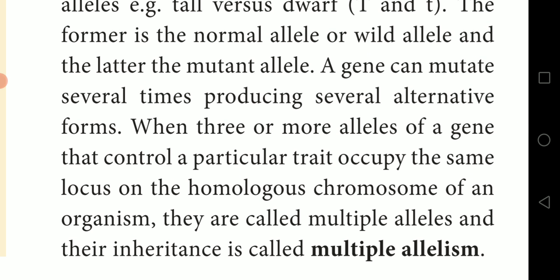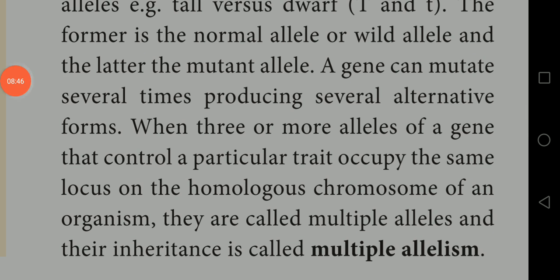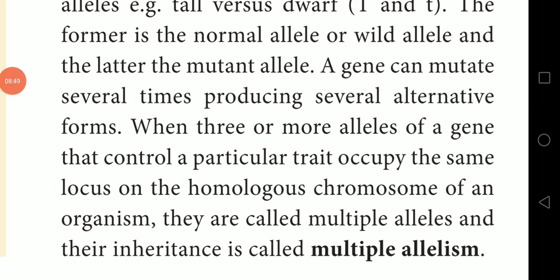A gene can mutate several times, producing several alternate forms. What do you mean by mutate? One gene may be extra, or one gene may be lost. That is because of mutation, occurring several times to produce several alternate forms.